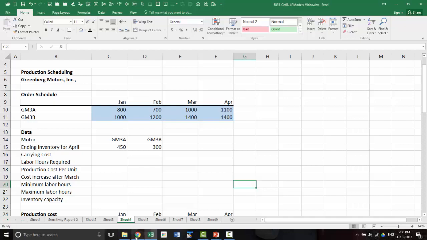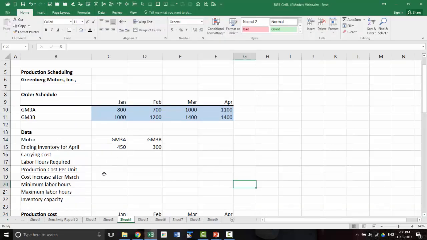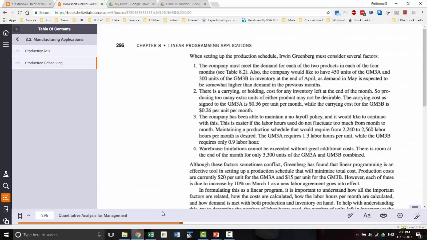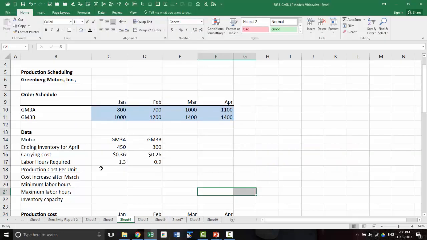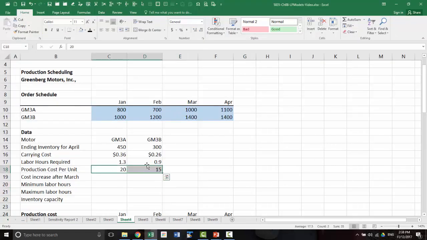Now carrying cost is 36 cents and 26 cents. Let's enter them as dollars, and format that. Now labor hours required for these two: we're given labor hours of 1.3 and 0.9. Now production cost is $20 and $15. Let's format that as dollars.